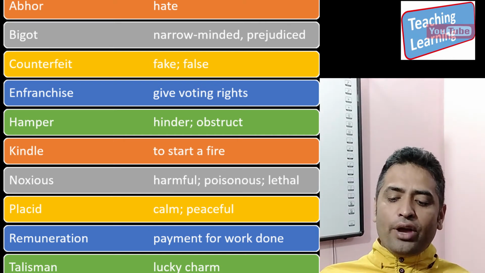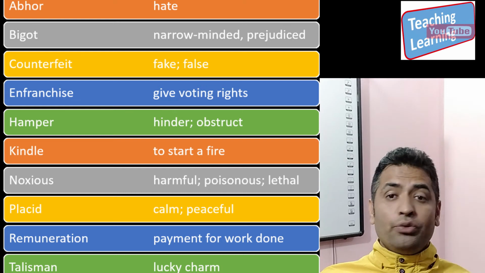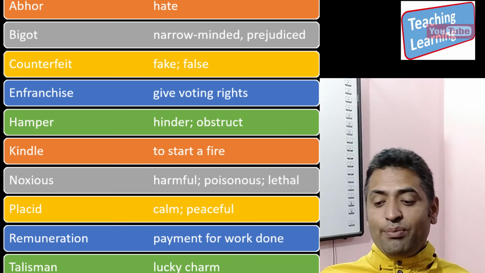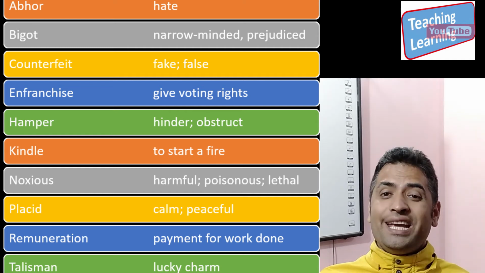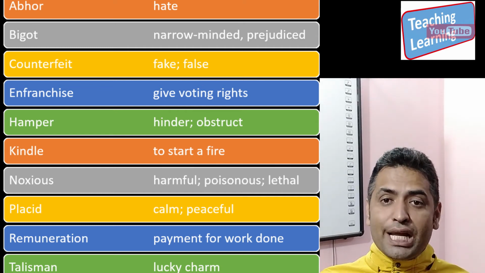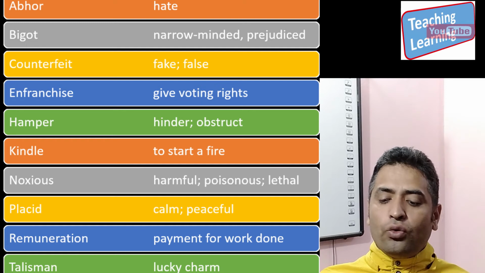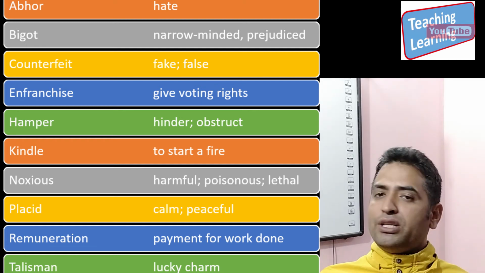Number 7, noxious. What does it mean? The meaning of it is harmful, poisonous, and lethal. If something is harmful, then you need to say noxious. What is the pronunciation? It's your job.